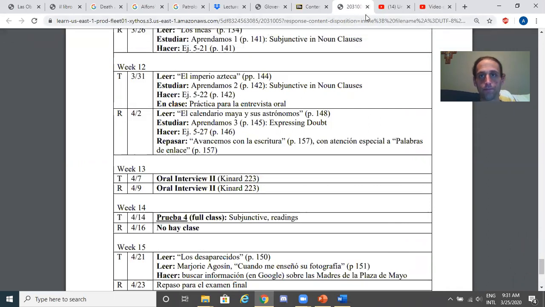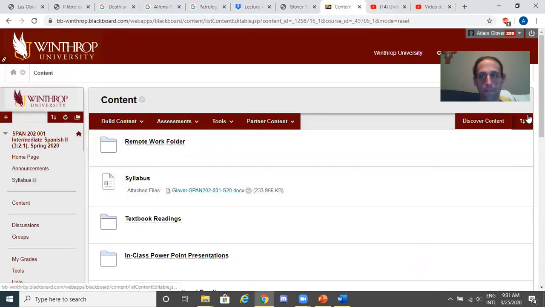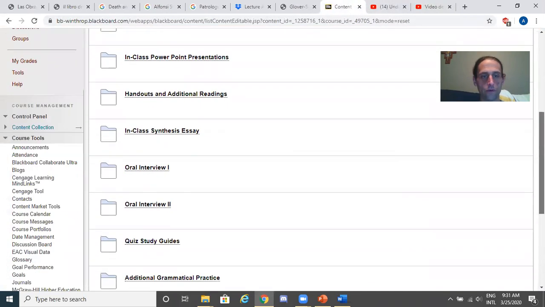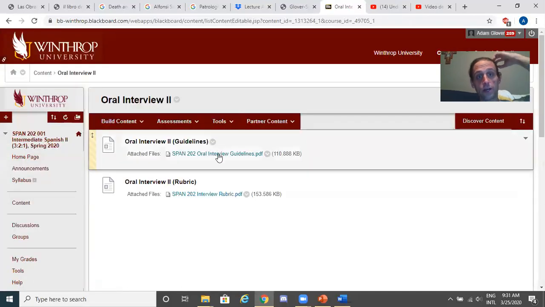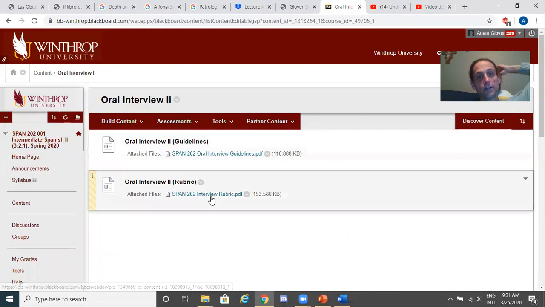Next thing to keep in mind, if you're on Blackboard, if you scroll down to the folder called Oral Interview 2, you'll see two documents. The first document, the guidelines for the oral interview. The second document is the rubric for the oral interview. I want to talk a little bit about both of those today.